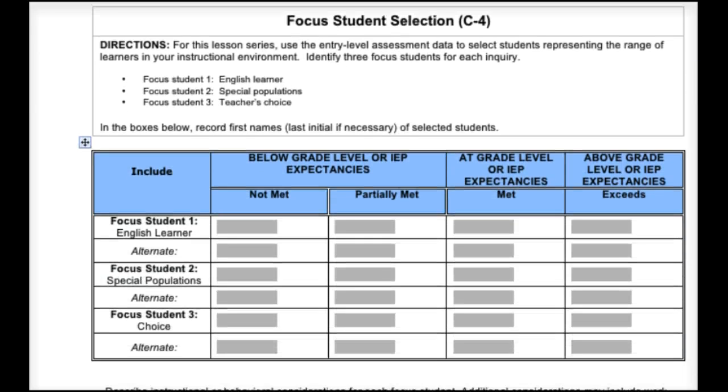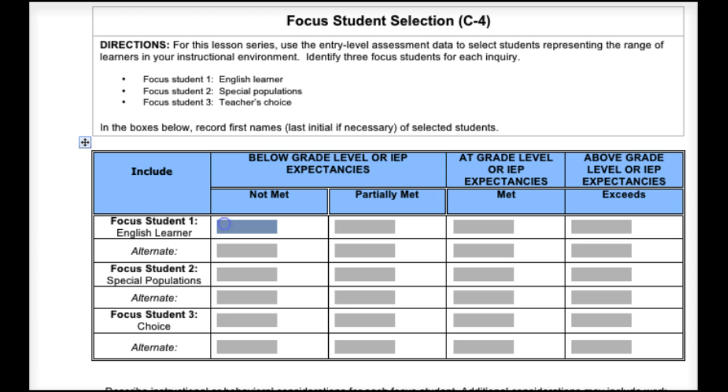We then are going to select 3 students. In reality, we're going to identify 6 of them. Focus student 1 is an English learner, 2 is a special population student, and focus student 3 is a student of our choice. This may be a student who scores rather high, because what we're going to do is while we look at all the work for all of our students, we want to know how are we supporting a student who is an English language learner? Are we able to move them forward in their learning? How about a special population student?